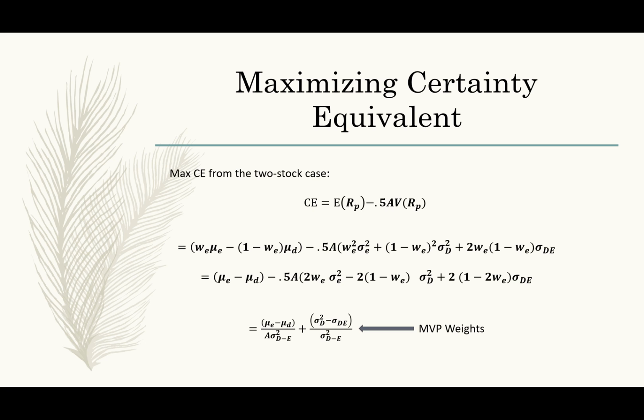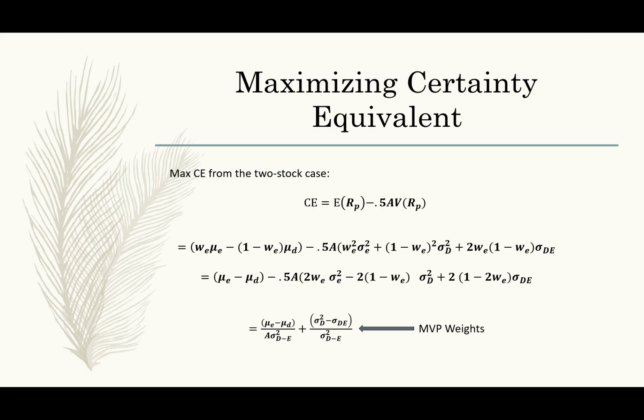We're going to assume the investor has a power utility function and therefore a constant relative risk aversion. Two economists, Pratt and Arrow, have shown that the certainty equivalence can be represented with this formula, where the certainty equivalence is equal to the expected return minus 0.5 times A, which is your relative risk aversion, multiplied by the variance of the portfolio.